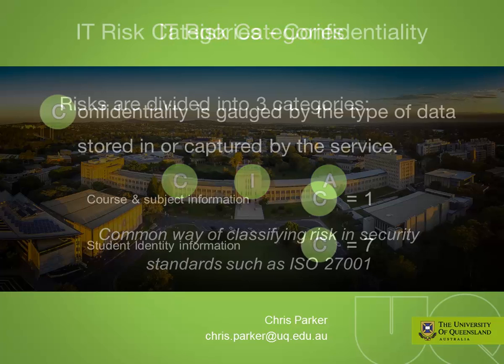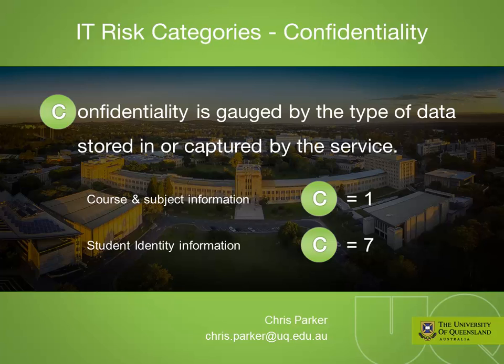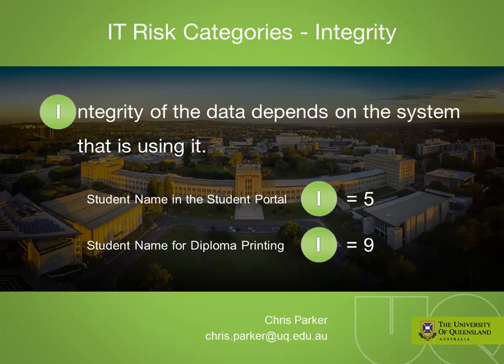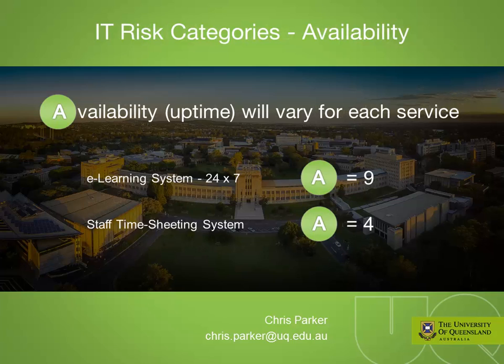The risk of confidentiality is gauged by the type of data stored in or captured by the service. For instance, course and subject information may be a 1, whereas student identity information might be a 7. The integrity requirements for the data depends on the system that is using it. Getting a student name wrong in the student portal may be embarrassing, but it is far more important that it is correct when printing their diploma. Availability or uptime will vary for each service. The e-learning system might need to be up 24/7, whilst the timesheeting system doesn't have to be as reliable.